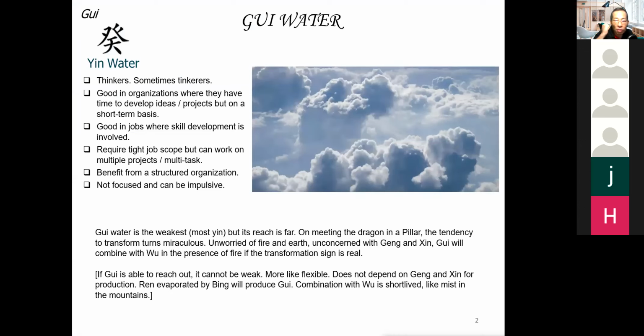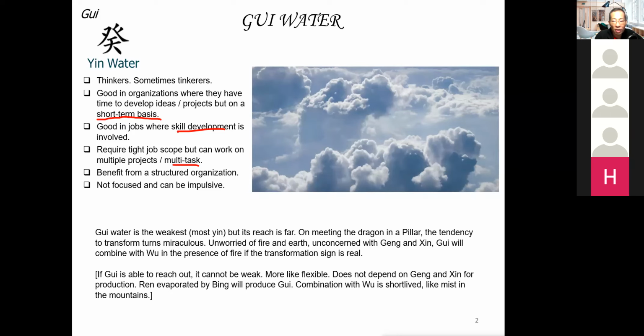All right. So the kind of jobs that Kueh water needs are on a short-term basis. Put them in projects. Don't give them routine jobs. They do not like routine. They cannot stand routine. They cannot stand being still. Therefore, they need to learn and they like to take on challenges. They like to develop their skills. They can multitask, definitely they can multitask.